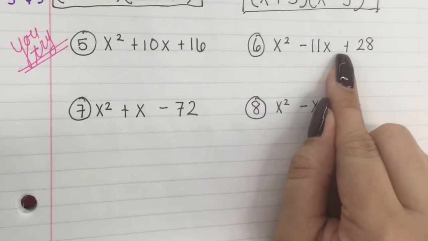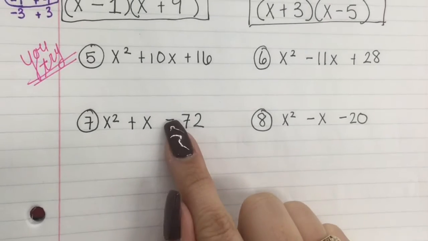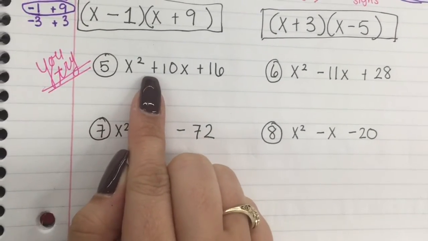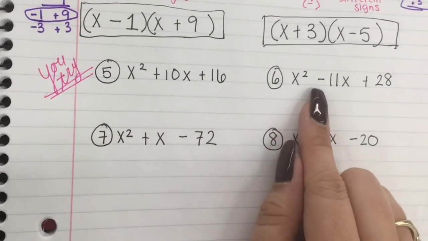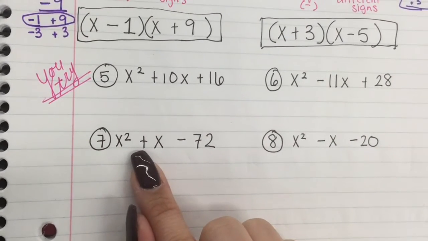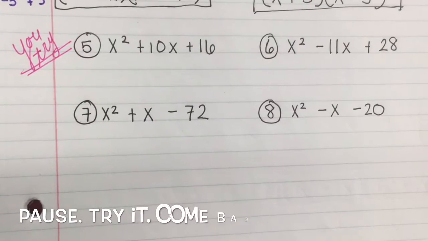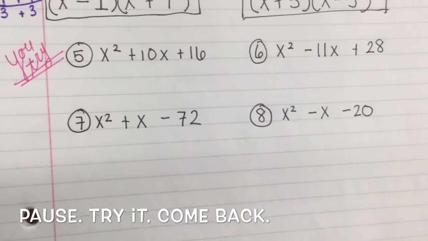So when you try these 4 examples, take a look at the last term and look at the sign. That's going to tell you whether they have the same signs, they're both positive, the same signs, they're both negative, different signs and the bigger one's positive, or different signs and the bigger one is negative. Pause the video here, try these, and come back when you're done.